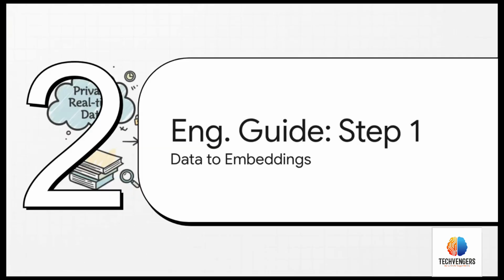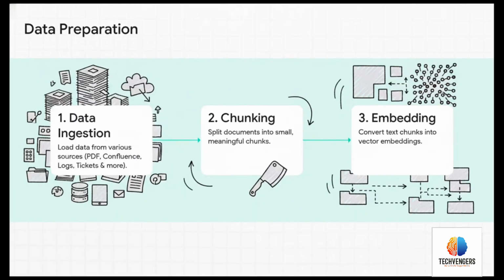All right, let's get our hands dirty and talk about the build. The very first and probably most critical step is getting your data ready so it can be retrieved in the first place. This is the pipeline that turns all your raw information into searchable knowledge. So this breaks down into 3 key parts. First, you've got to ingest your data from wherever it lives. PDFs, Confluence, Slack, logs, you name it. Second, you have to chunk it up. You're not going to feed the model a whole 100-page manual at once, right?